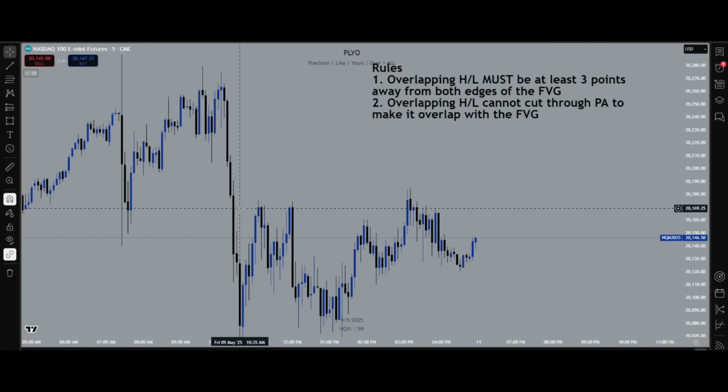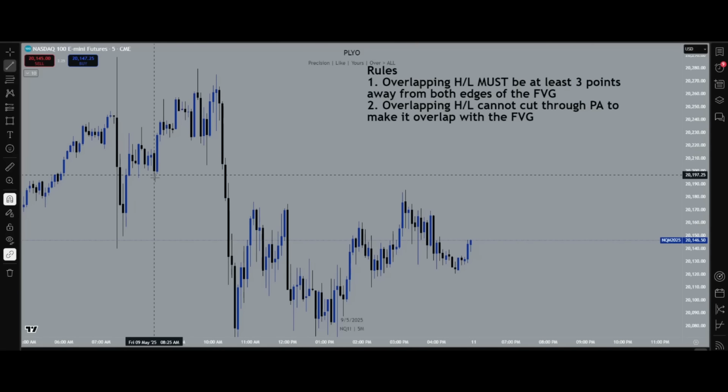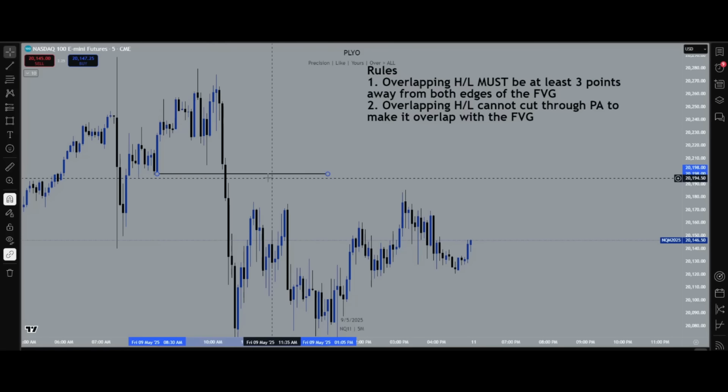Another example of something we're looking for would be something like this. This low goes directly through the FEG. There's nothing else in between here that we have to cut through before we get to that FEG. That's what we're looking for.